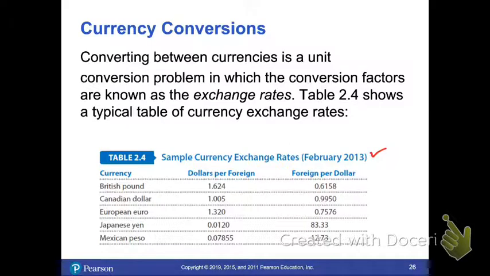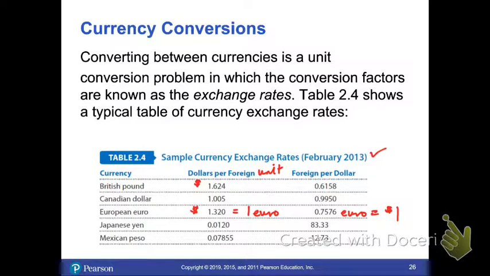All right, so let's see how we read this chart. When it says dollars per foreign, this means that this is the dollar amount per foreign unit. So for instance, this is for euros: $1.320 is equal to 1 foreign unit. In this case that would be 1 euro. When I see foreign per dollar, this is the foreign amount. So 0.7576 euros is equal to $1.